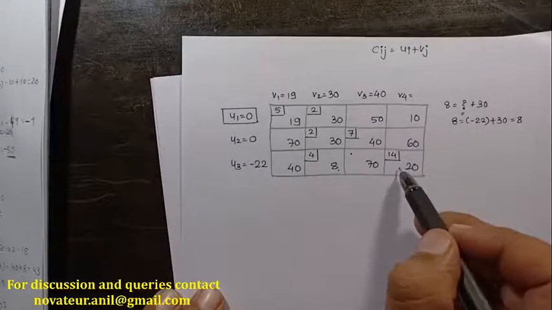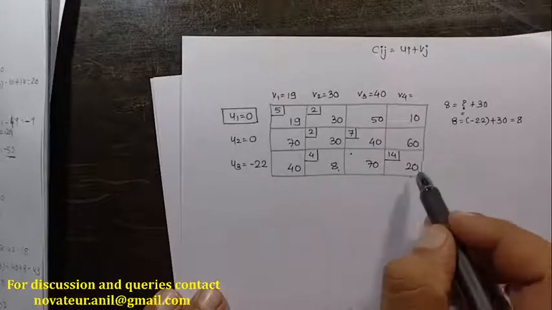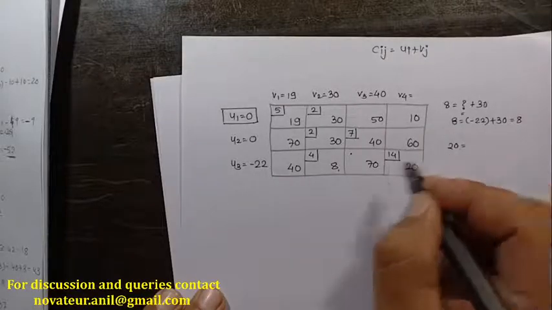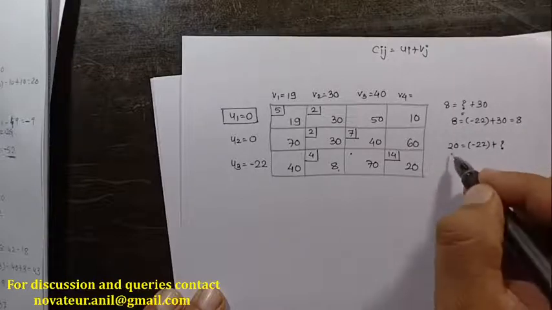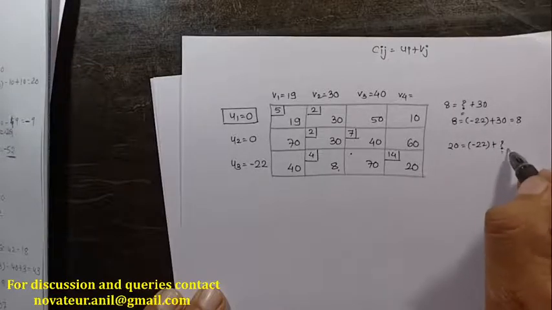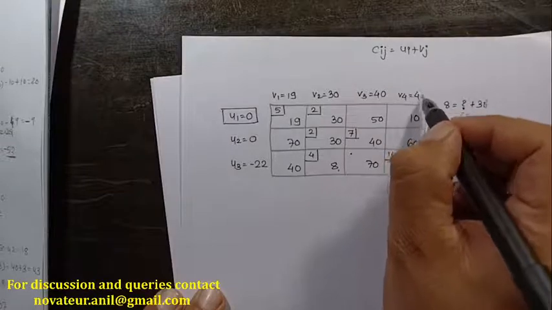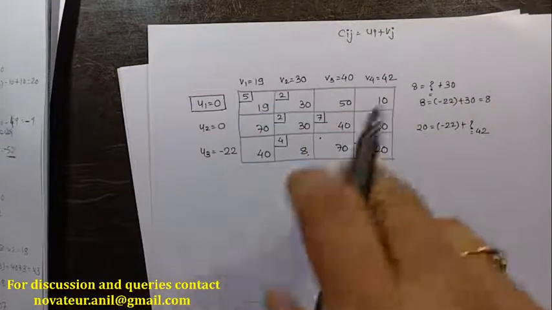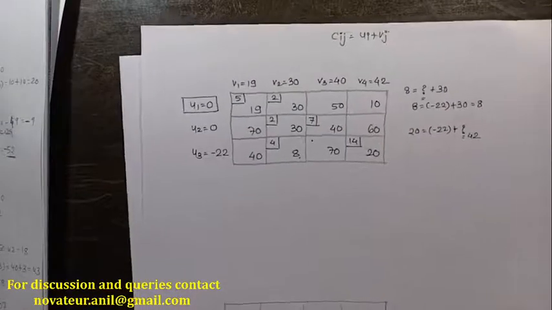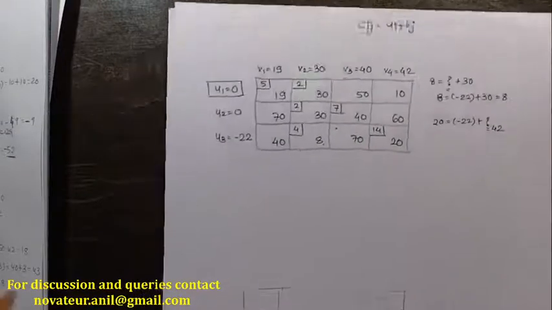Similarly for this UE4, this is 20. The U value is minus 22 plus something that it equates. So this is nothing but 42, so I'll put 42 here. So I'm done with step 1 with occupied cells. Now I'll repeat what I've done with unoccupied cells.